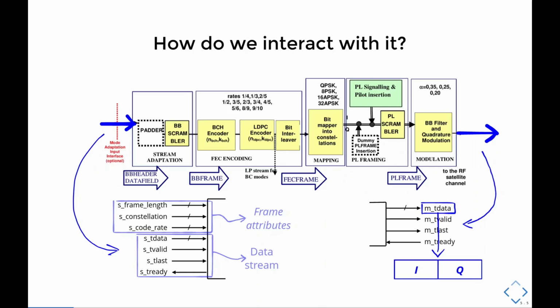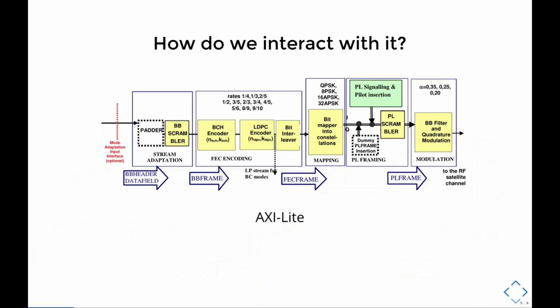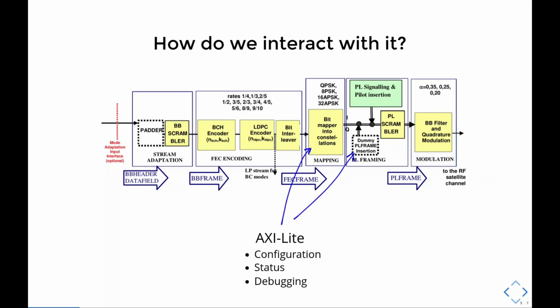Besides input and output streams, we also have an AXI Lite interface for memory mapped register space access. This register space has 3 main uses that are configuration, status, and debugging. We can configure the bit mapper tables, we can enable and disable dummy frame insertion, and we also need to configure the filter coefficients.